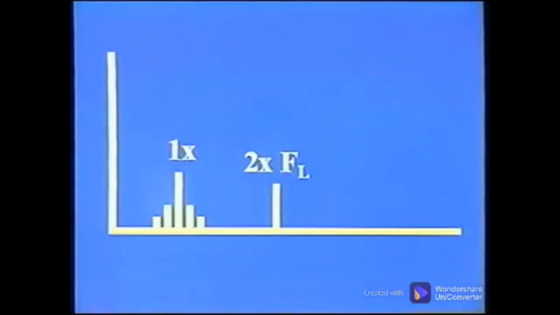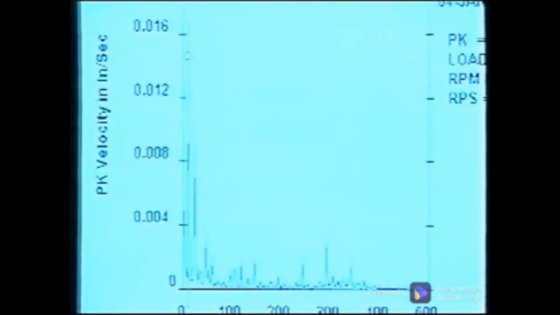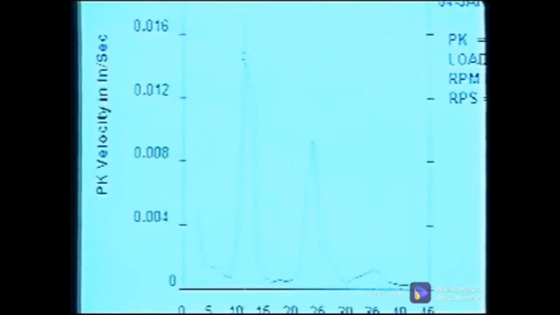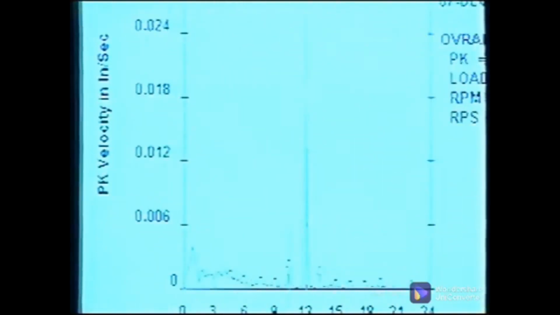In the region around the 1 times peak and the region around 2 times line frequency, the key to determining an electrical defect is the spacing and amplitude of any sidebands. In normal routine vibration data, the resolution is not adequate to see these sidebands because typical resolution is only about 1.5 Hertz. These sidebands are usually less than 1 Hertz and can be as close as 1/10 of a Hertz.